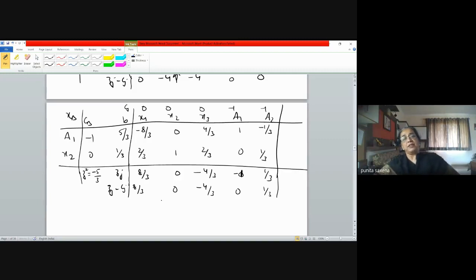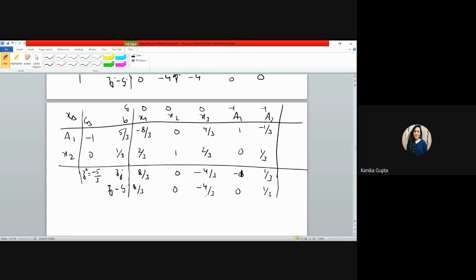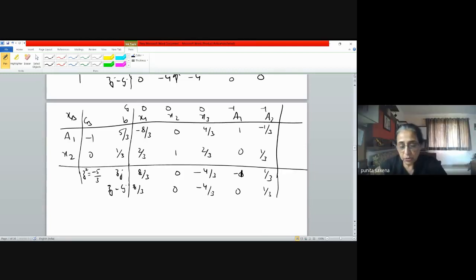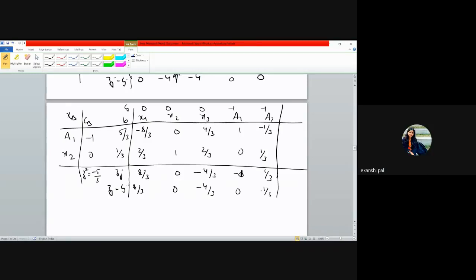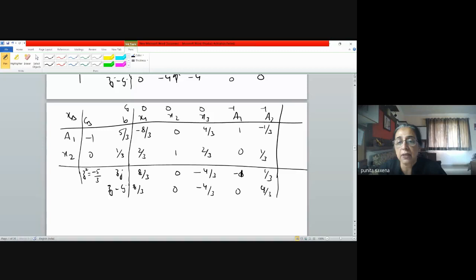So which variable enters now? We have the negative last one, 1 by 3, no. Zj minus Cj for A2 will be 4 by 3. Yes, it will be 1 by 3 plus 1, plus 1, 4 by 3. Yes, that's right. So which one enters now?